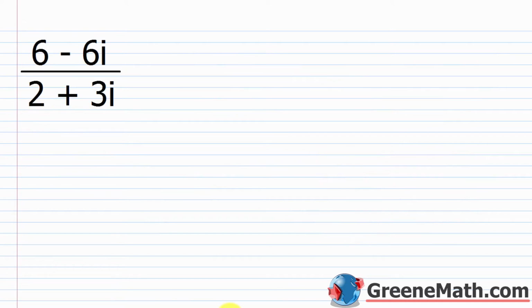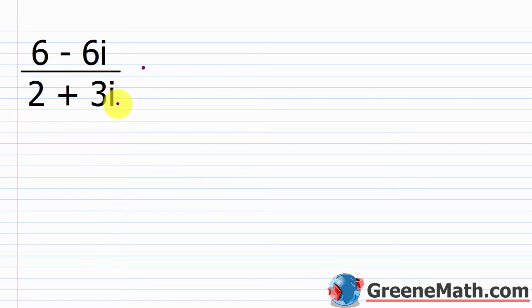All right, let's take a look at one more of these. So we have 6 minus 6i over 2 plus 3i. Again, the idea is I want to get rid of this i in the denominator because it represents a radical in the denominator, so this is not currently simplified.